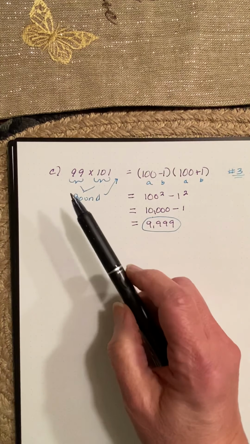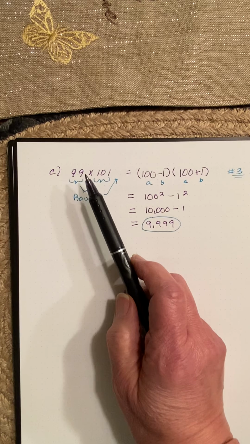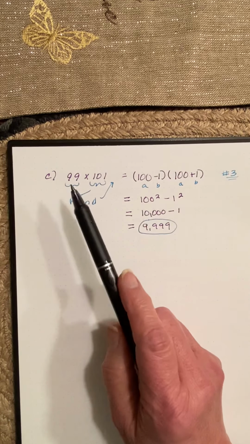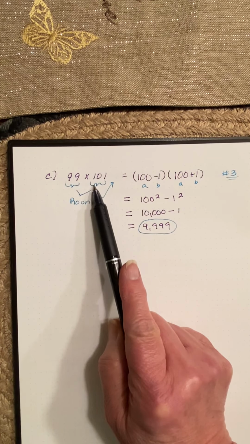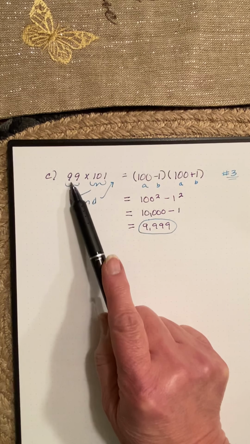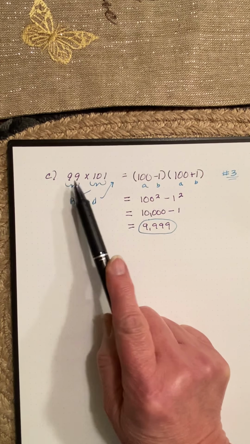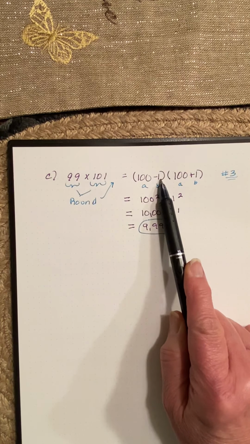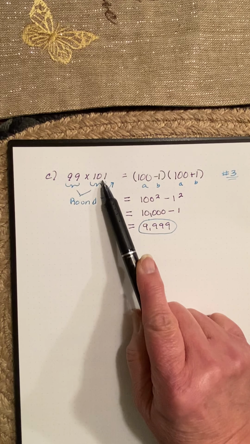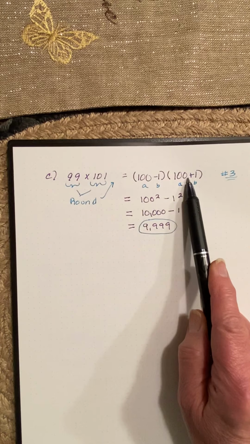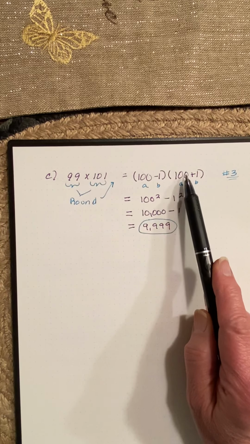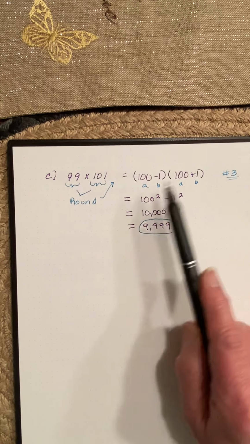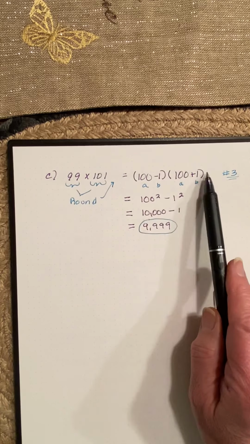However, when you have a problem like this, where you're multiplying two numbers, you're going to go to pattern number 3. So you're going to round both of these in a way that would be 100, but to get back to 99, you would subtract 1, so this would be 100 minus 1. This you'd also round to 100 plus 1. So to get to 101, you'd have 100 plus 1. So now you have your a's and you have your b's. It just happens to work out. The a's are the same, the b's are the same.